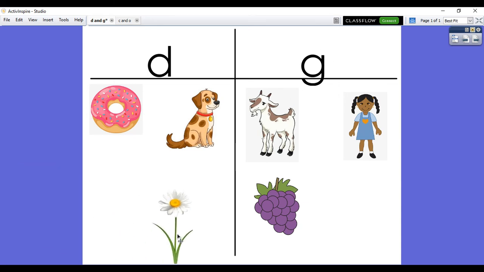Here's our last word for today. This is a picture of a daisy. What sound do you hear in the beginning of the word daisy? Do you hear D or G? That's right. I hear the D sound in the word daisy.